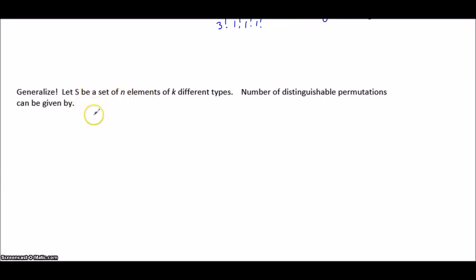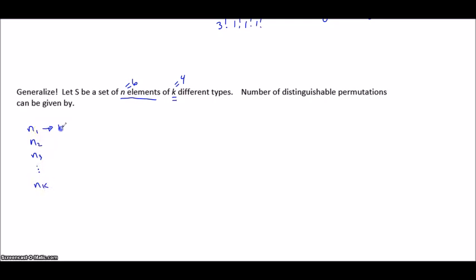So the formula here would be, if I have a set of n elements, so in our Canada example, n would have been 6, with k different types. Again, in the Canada example, we have 4 types, the 4 different kinds of letters. And then the number of distinguishable permutations, the first thing we're going to do is divide up the n elements into different numbers. So we're going to say n1, n2, n3, down to nk. So we have k different types.